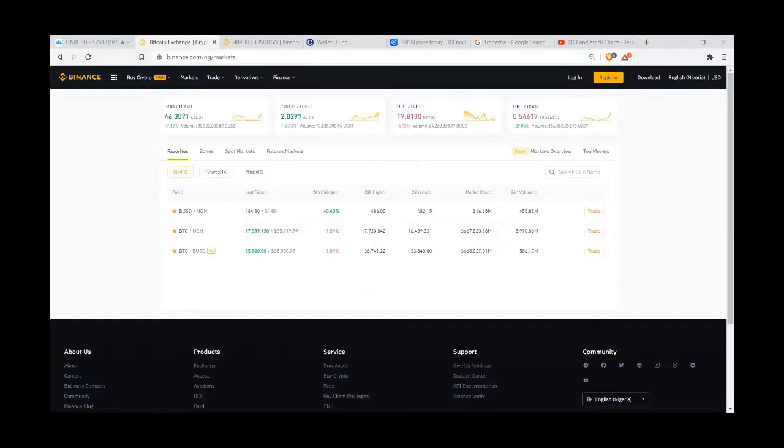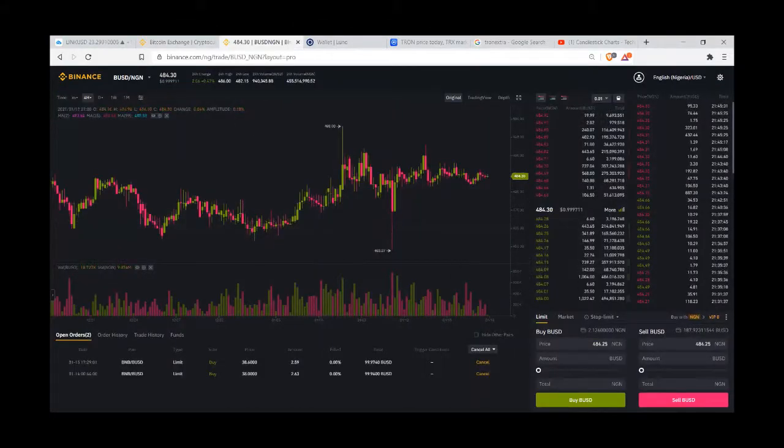I'm back on Binance now. So far, we've looked at market. When you click on market, it brought me here. So I'm on the Binance dollar and Naira market. The way to easily interpret BUSD Naira is just to know that you're on the dollar Naira market. Okay, you're on the dollar market.